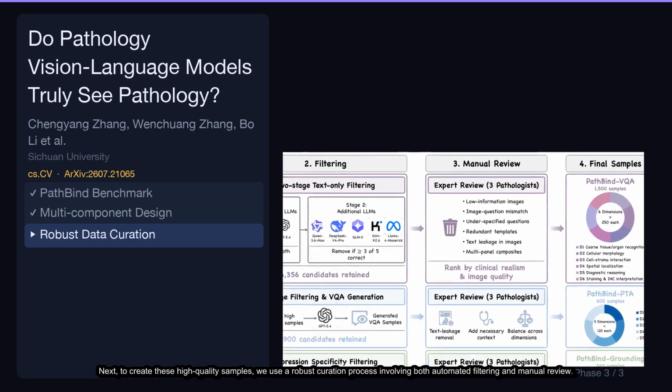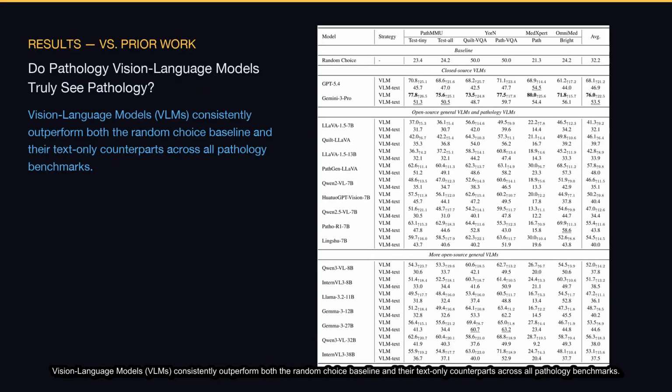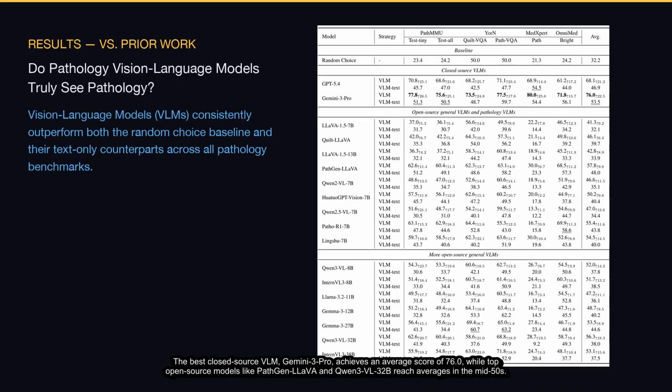Next, to create these high-quality samples, we use a robust curation process involving both automated filtering and manual review. This multi-stage process, including expert review by pathologists, refines the data for clinical realism and accuracy. Vision language models, VLMs, consistently outperform both the random choice baseline and their text-only counterparts across all pathology benchmarks. The best closed-source VLM, Gemini 3 Pro, achieves an average score of 76.0, while top open-source models like PathGenLAVA and Qwen3VL 32B reach averages in the mid-50s.